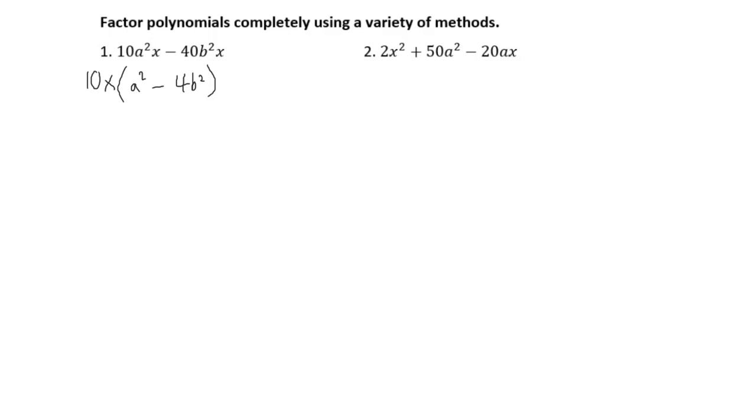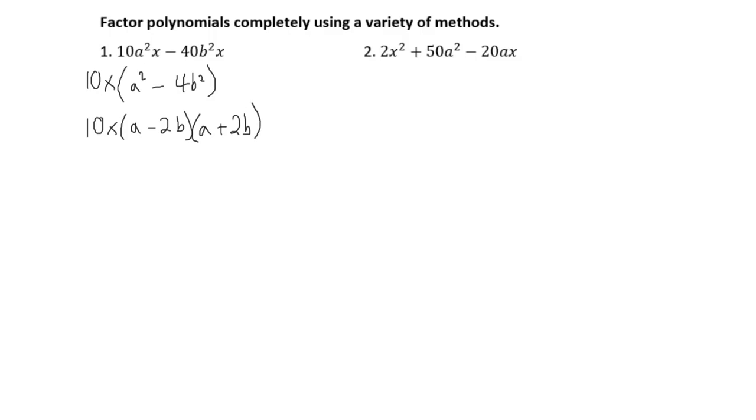If you don't know difference of squares, please go back and look at the previous videos that I've made. So we have 10x, then that'll give us a minus 2b and a plus 2b. So really just putting two methods that we've used in the past.